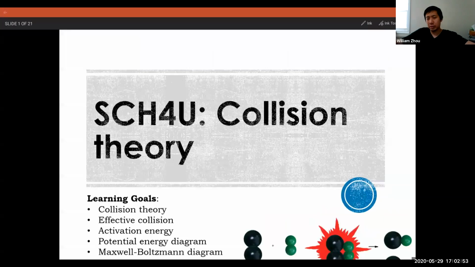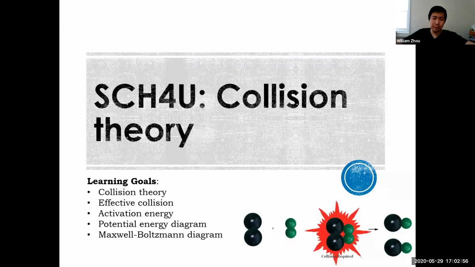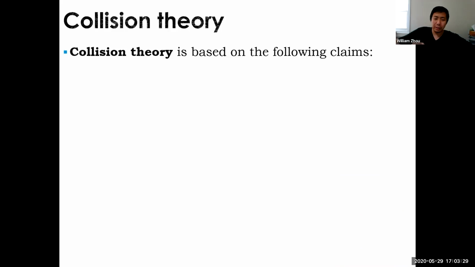All right, so this class we're going to talk about something called collision theory. Collision theory explains why certain rates of reactions are affected by certain factors. So it explains the entire mechanism behind rate of reactions. Within collision theory, we'll talk about effective collision and activation energy. And then finally, two different diagrams, a potential energy diagram and a kinetic energy diagram, which is also called the Maxwell-Boltzmann diagram. So let us first start with collision theory.